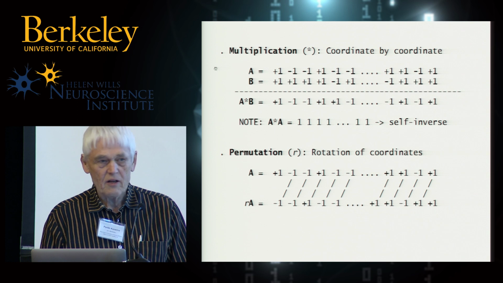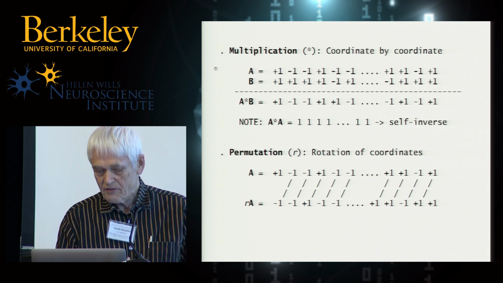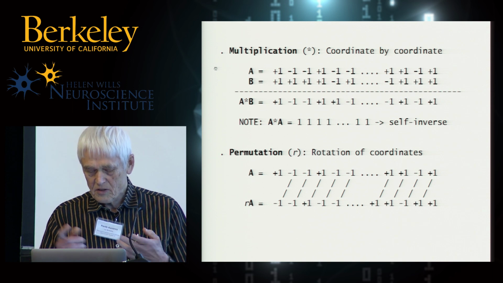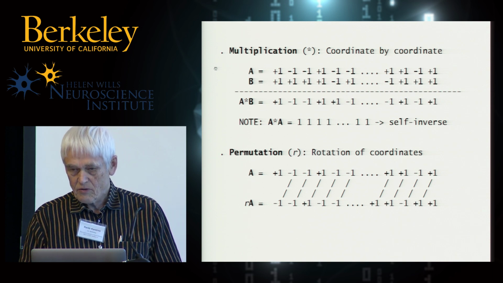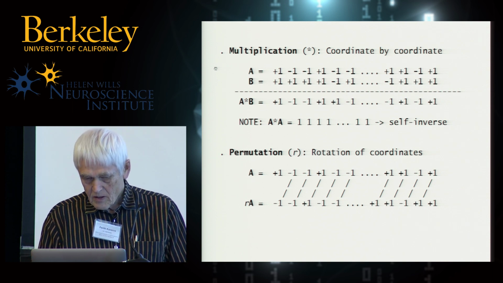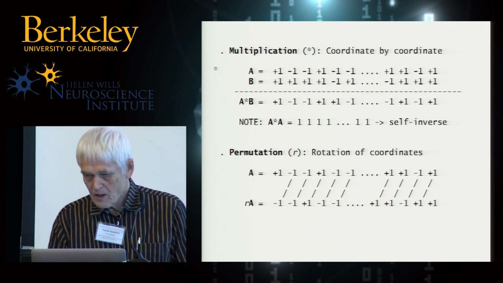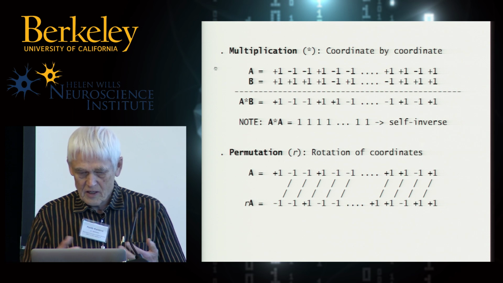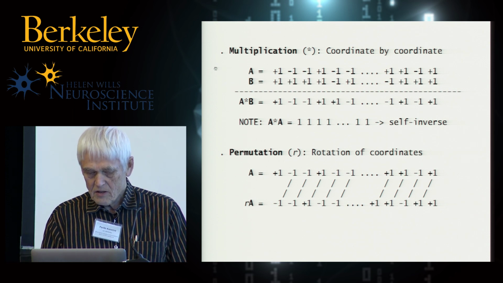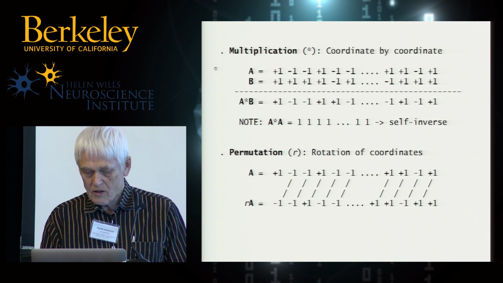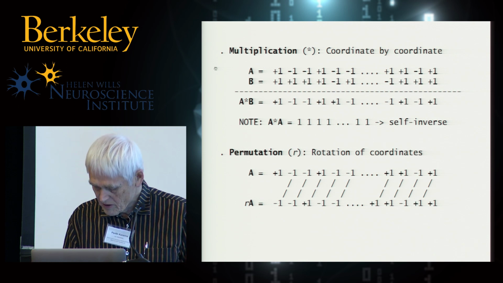And it's to be noted that if you multiply a vector by itself, you get all ones, and so it means that the vectors in this particular system are self-inverses. And there's an added operator, the one that is added to the field that we deal with when we deal with numbers. It's a permutation, and a simple rotation of coordinates works very well as the permutation operator.